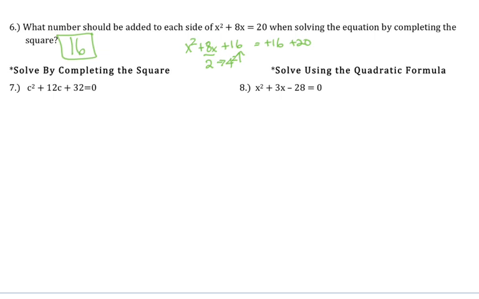All right, on number 7, I'm going to solve by completing the square. First, I have to make room to complete the square, so I need to move the 32 to both sides.